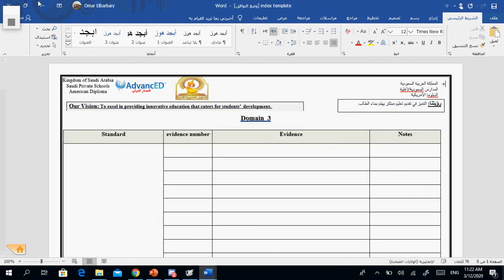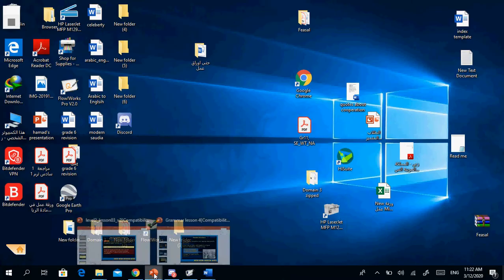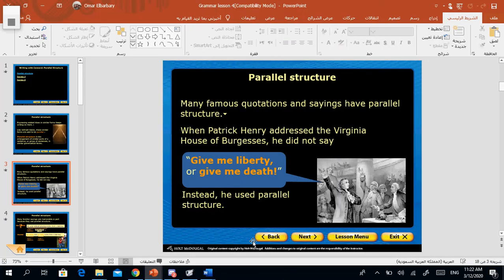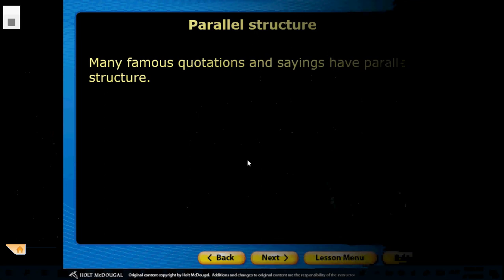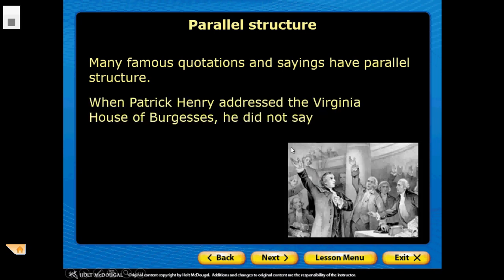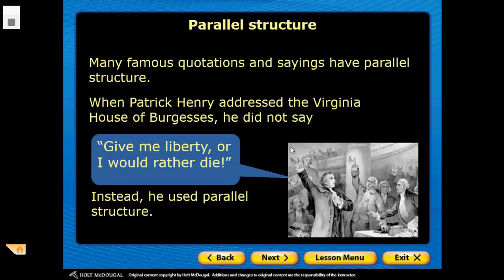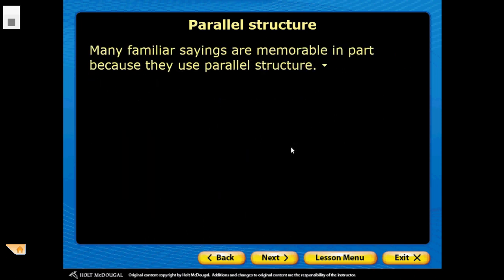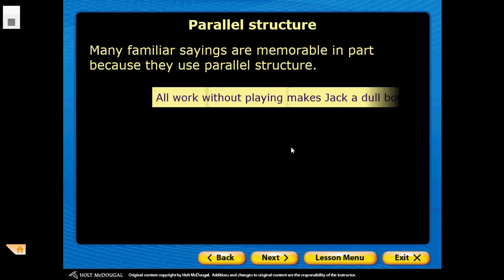But let's go back quickly to our lesson here. So now I hope everybody's familiar with the meaning of parallel structure. Yes, we are. Has anybody got any questions? I don't have a question. Anyone? Before we move on. Thank you, Muslim.